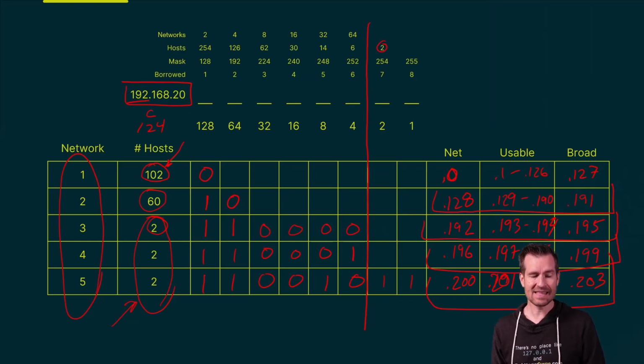So that is the answer to this problem right here, and we just variable length subnet masked this network right here.